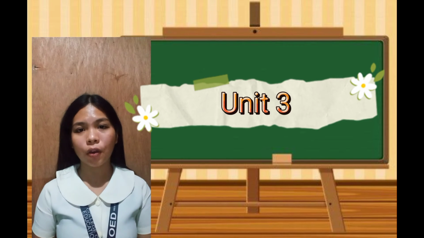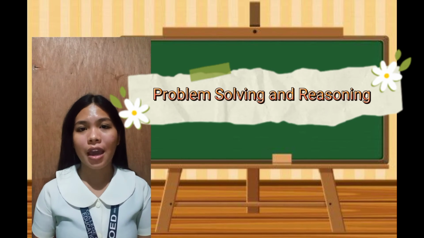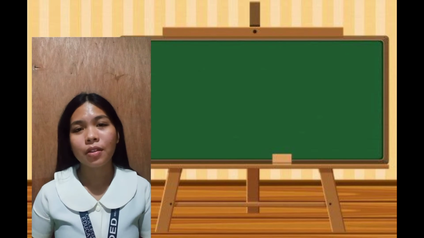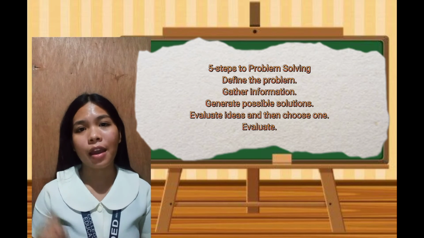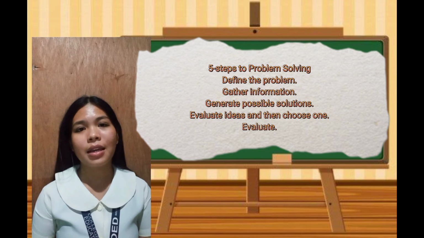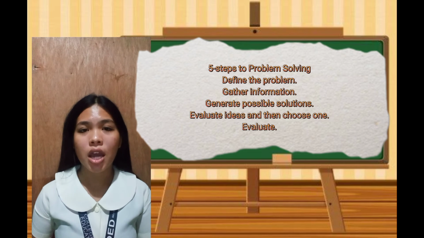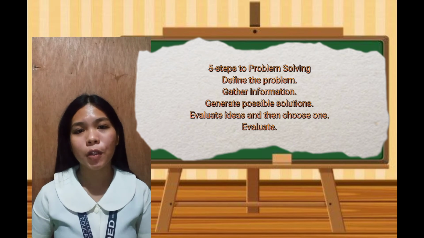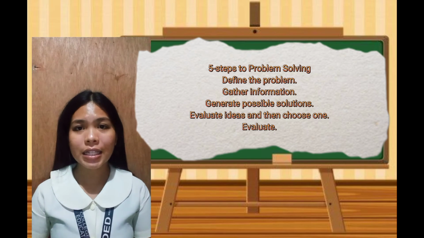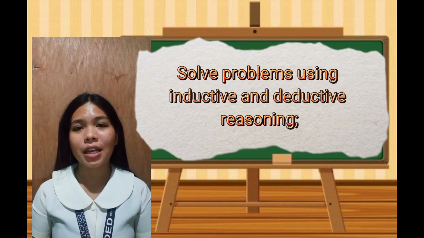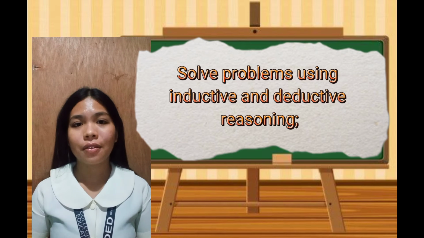So, we proceed to Unit 3, Problem Solving and Reasoning. So, I will discuss how to solve a problem. So there are 5 steps to problem solving. So the first one is to define the problem, gather information, generate possible solutions, evaluate ideas, and choose one to implement. To solve a problem using inductive and deductive reasoning.